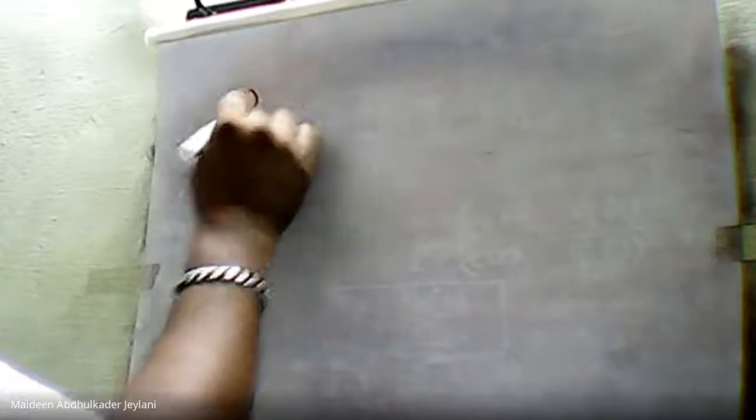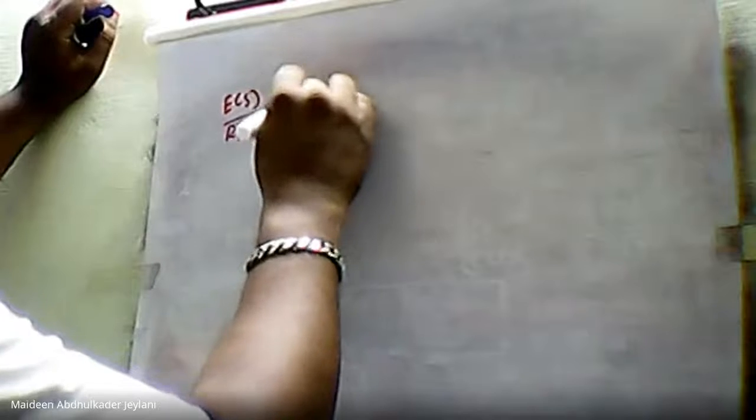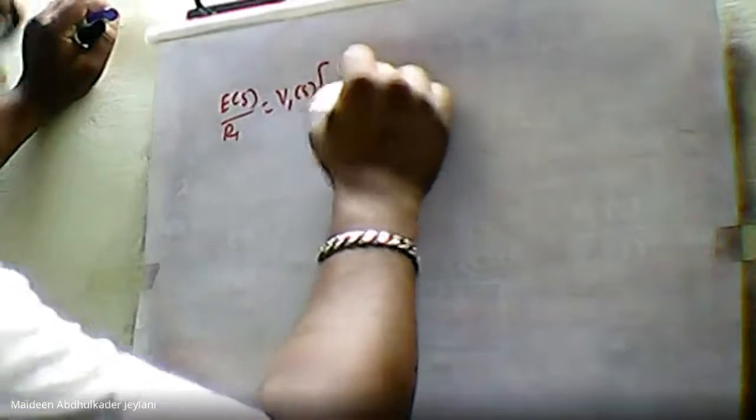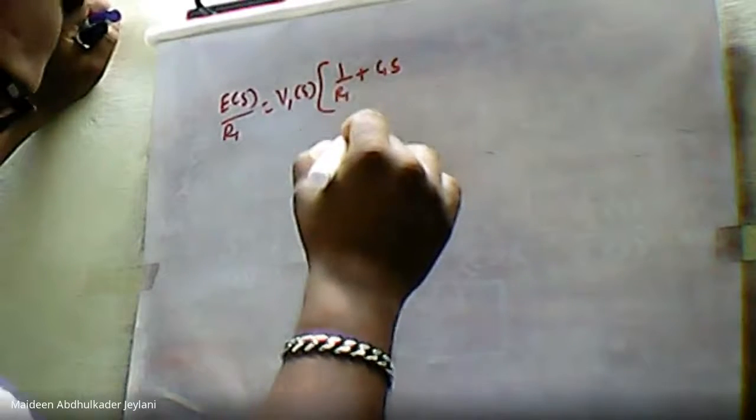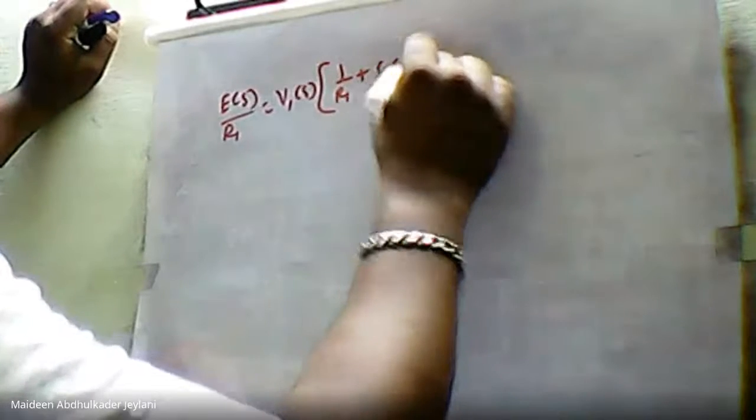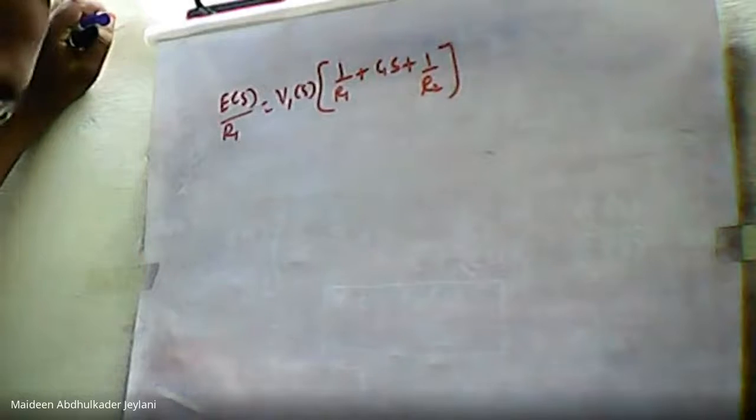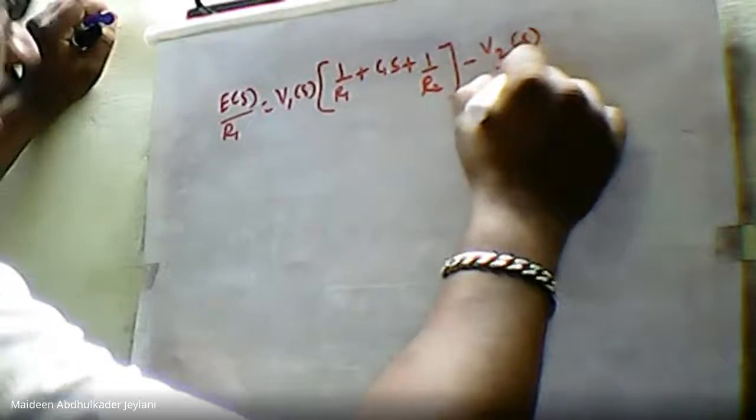Take common terms. What are the common terms present there? V1 of S is common there. Okay, E of S divided by R1 equal to, take your V1 of S outside. So I'll have 1 by R1 plus C1 into S. Clear? So plus 1 by R2 plus 1 by R2 minus V2 of S divided by R2.